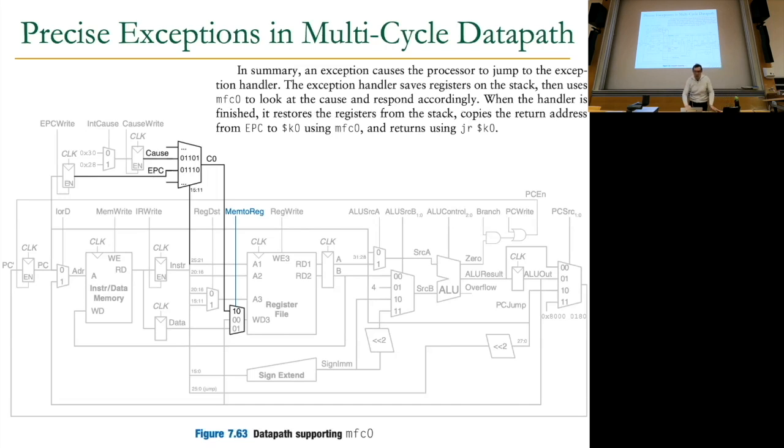Because you saved the program counter, right? This is the exception causing PC. You return back to the exception causing PC, assuming you have gracefully handled the exception. This doesn't always happen, of course. If you are not able to return to the program, what the exception handler does is it kills the program.